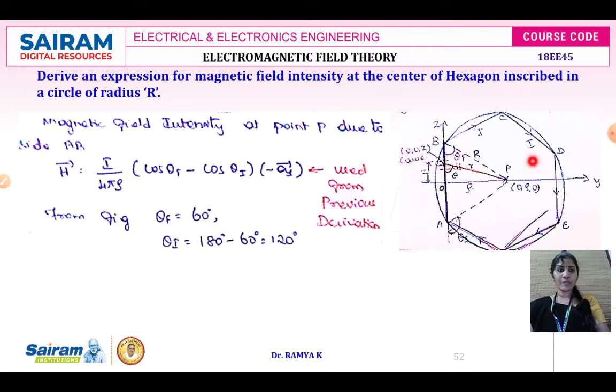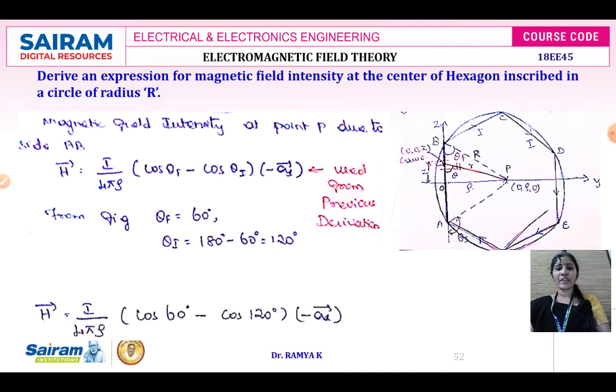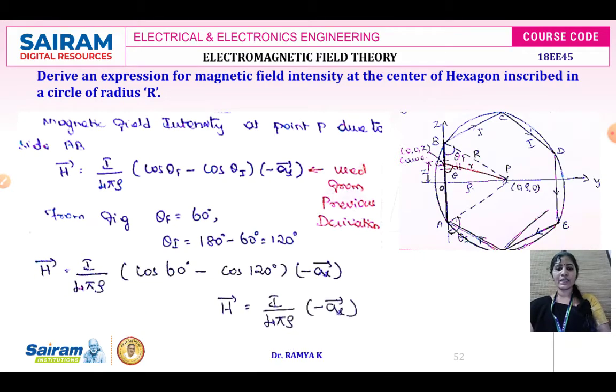Now from this figure, theta f is 60 degrees, whereas theta I is 180 minus 60. Substituting over here, we can identify the magnetic field intensity on one side to be H is equal to I divided by 4 pi rho into minus ax vector. This is the magnetic field intensity for a hexagon on one side.